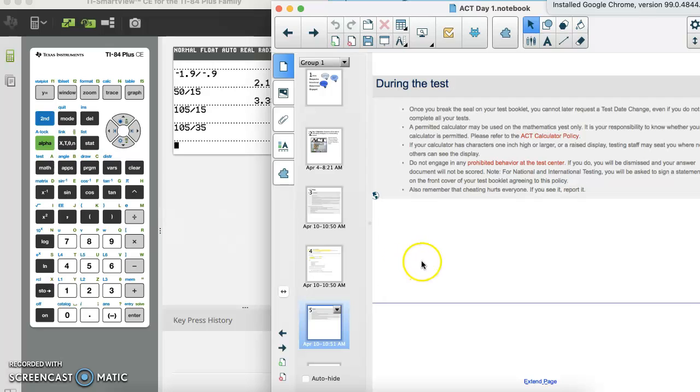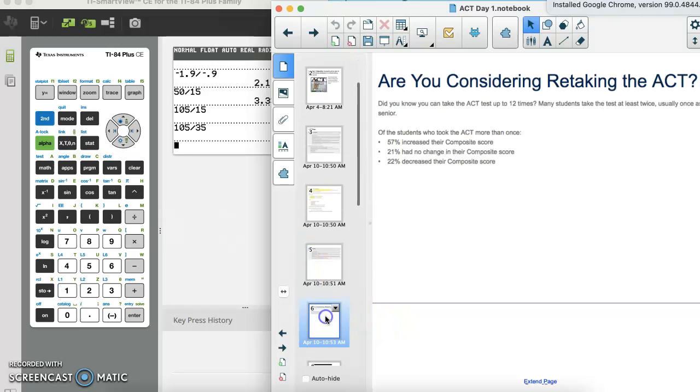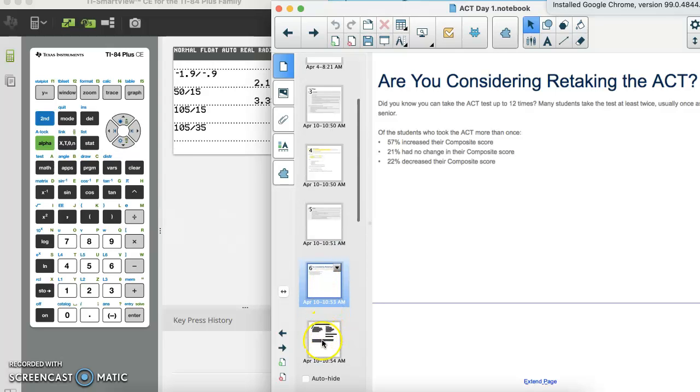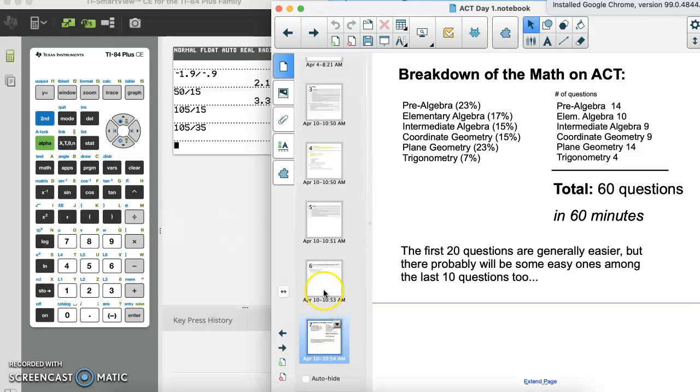During the test, there's a list of prohibited behaviors as well. So if you like to, for example, tap your pencil a lot, just be aware that you might be asked to leave. You are allowed to retake the ACT up to 12 times, and 57% of people who retake it have increased their score. You just have to pay to retake it, at a different location than school.